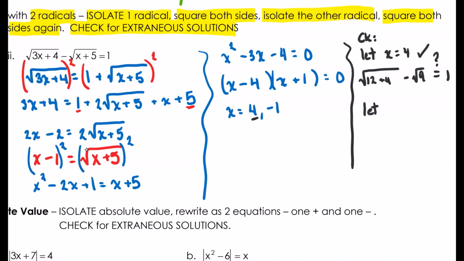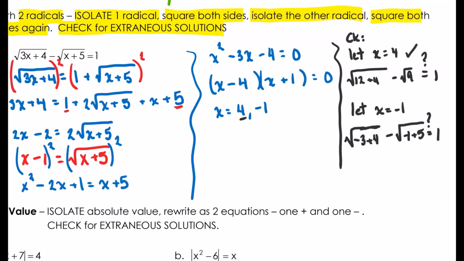And then for -1, so I get 1. So I have -3 plus 4, so that gives me the 1. And then minus, and then I've got the -1 plus 5. And then is that going to equal 1? Okay, so notice here I get 1, and then minus 2. Is that going to equal +1? And that's a fail. So that means that my only solution here is +4.